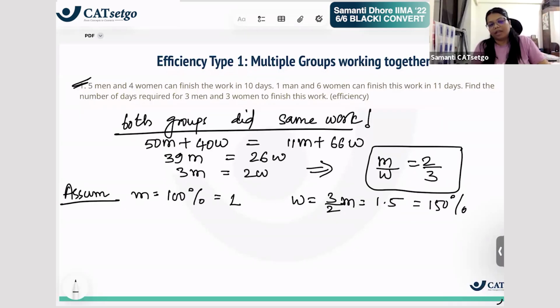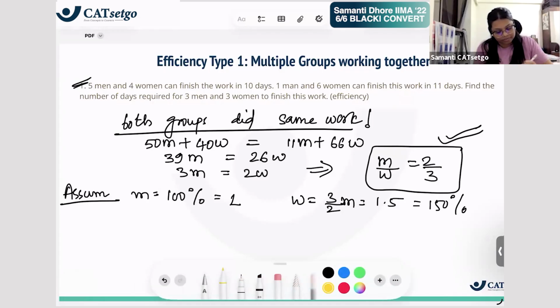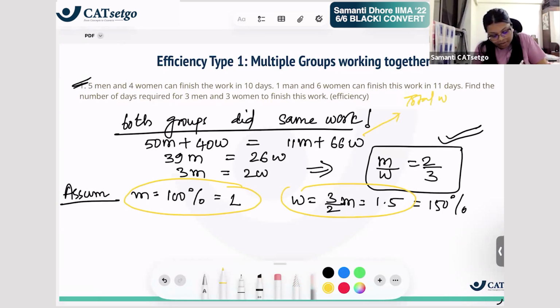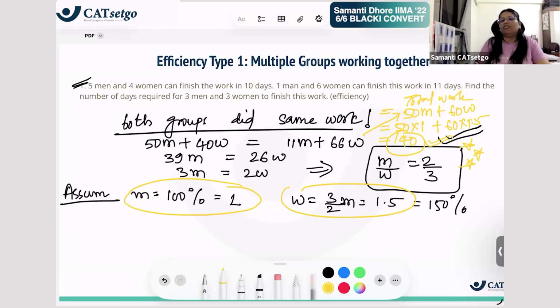So this is what we can do. है ना, ये रिलेटिव एफिशिएंसी हमको मिलते ही हम बोलते हैं लेट्स से मेन की एफिशिएंसी 100% मतलब 1, तो women की एफिशिएंसी 1.5 होगी, right? So if I put these values in, I realize that my total work that was done is equal to how much? 50M plus 60W, right? That is 50 into 1 plus 60 into 1.5. Which is how much? 140. So here we understand that the total work was 140 units. Yes or no? Yes.